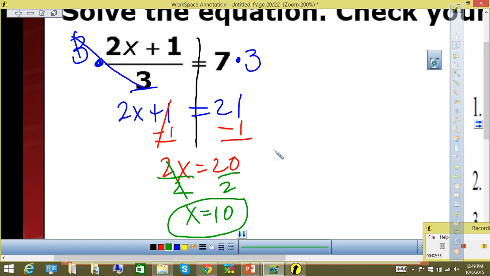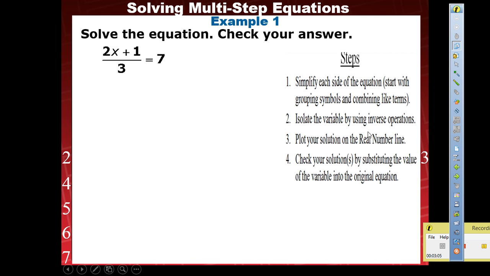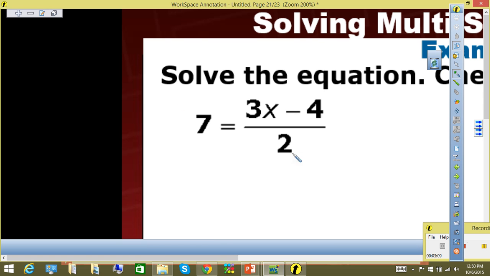Let me give you another one so you can do this next one by yourself. It should go a little bit faster now that you know the process in case you forgot. Copy this one, example 2. We got 7 equals 3x minus 4 divided by 2. Copy that and solve it, please.